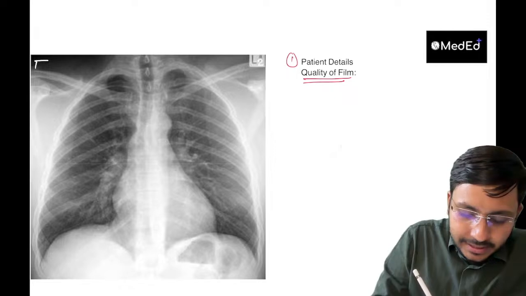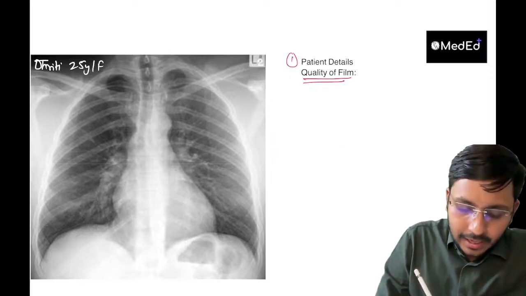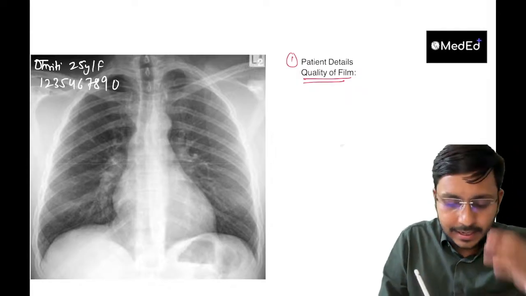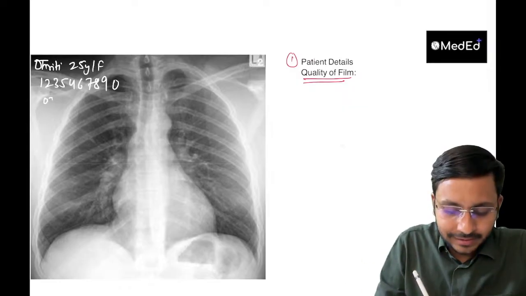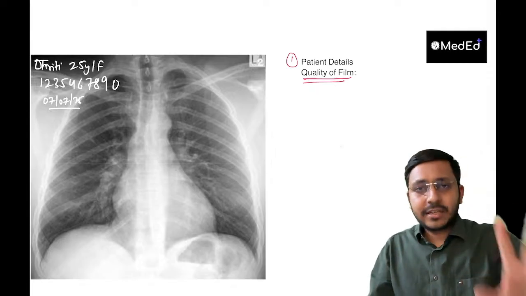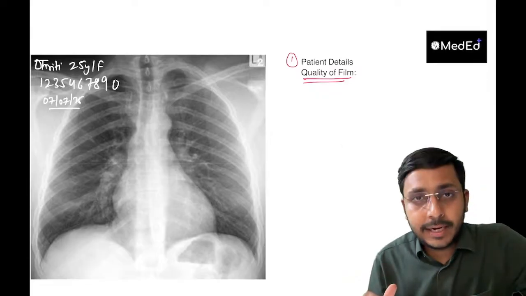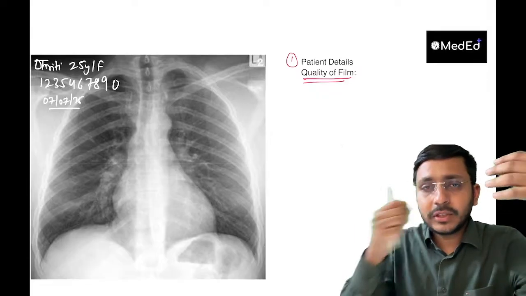So let's say the patient's name is Dhriti. Dhriti is a 25-year-old female. Her ID is 1234567891090. This is her ID. And the next thing they write is the date of acquisition. So today is the 7th, so 07/2025. This is the patient details. Normally they should not obscure any part of the lung, right? They should be outside the lung fields. But for demonstration purposes, I have written it like this.